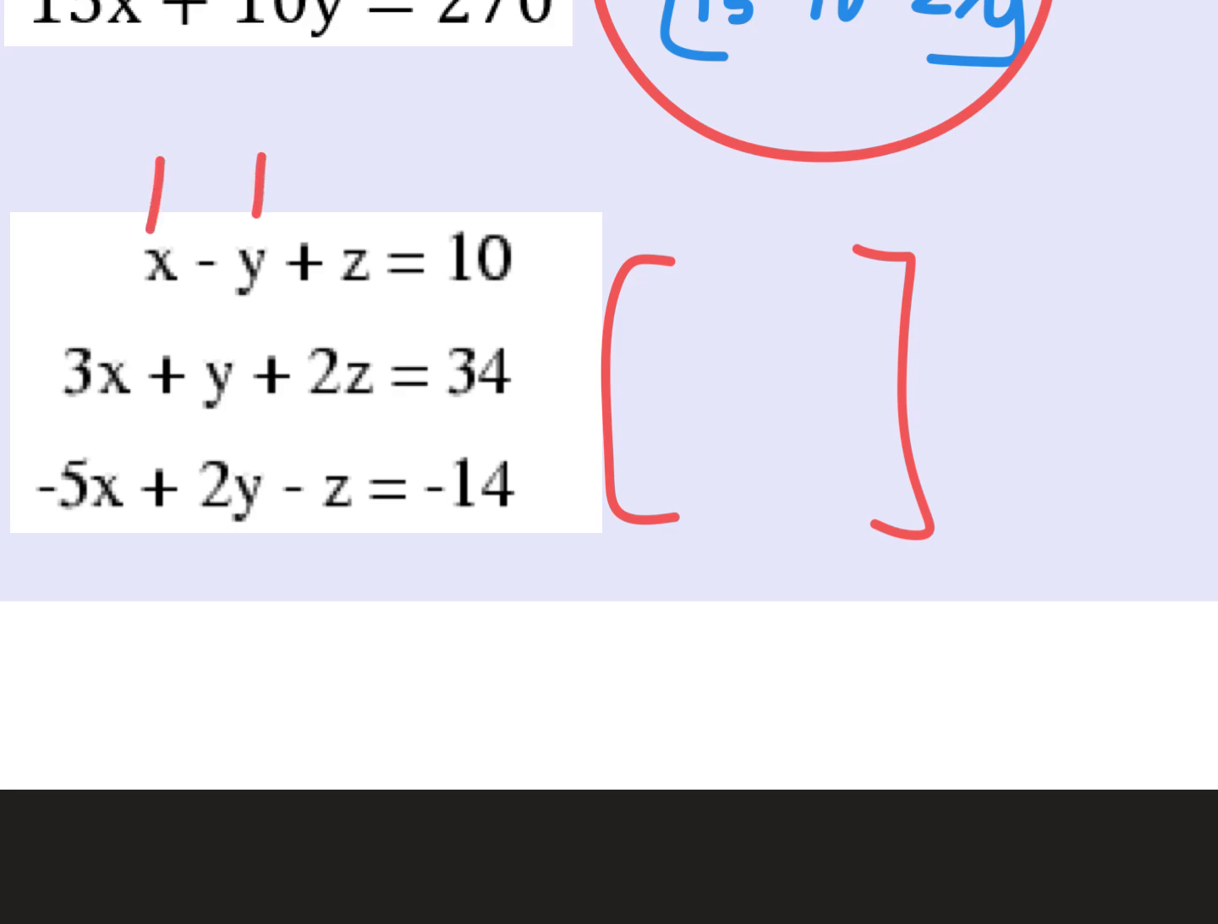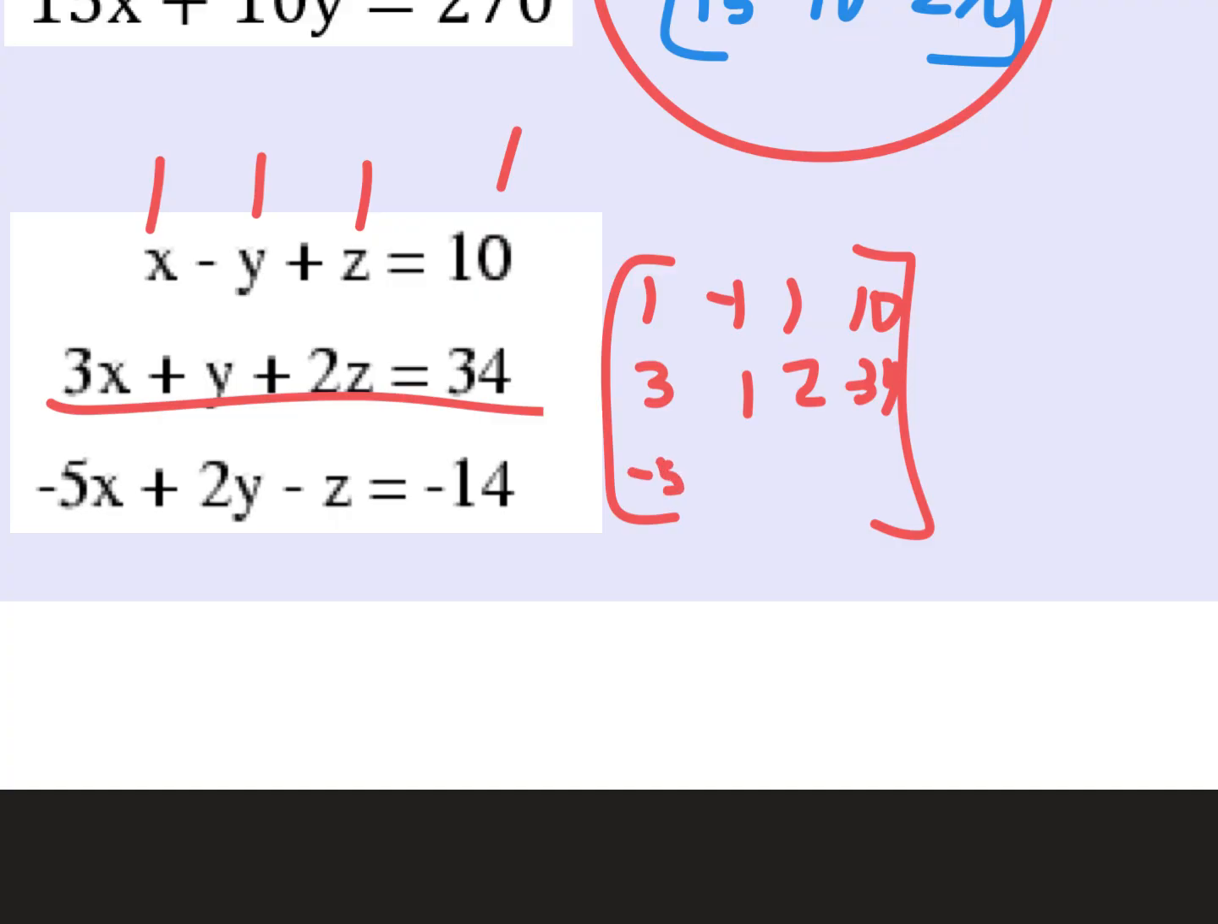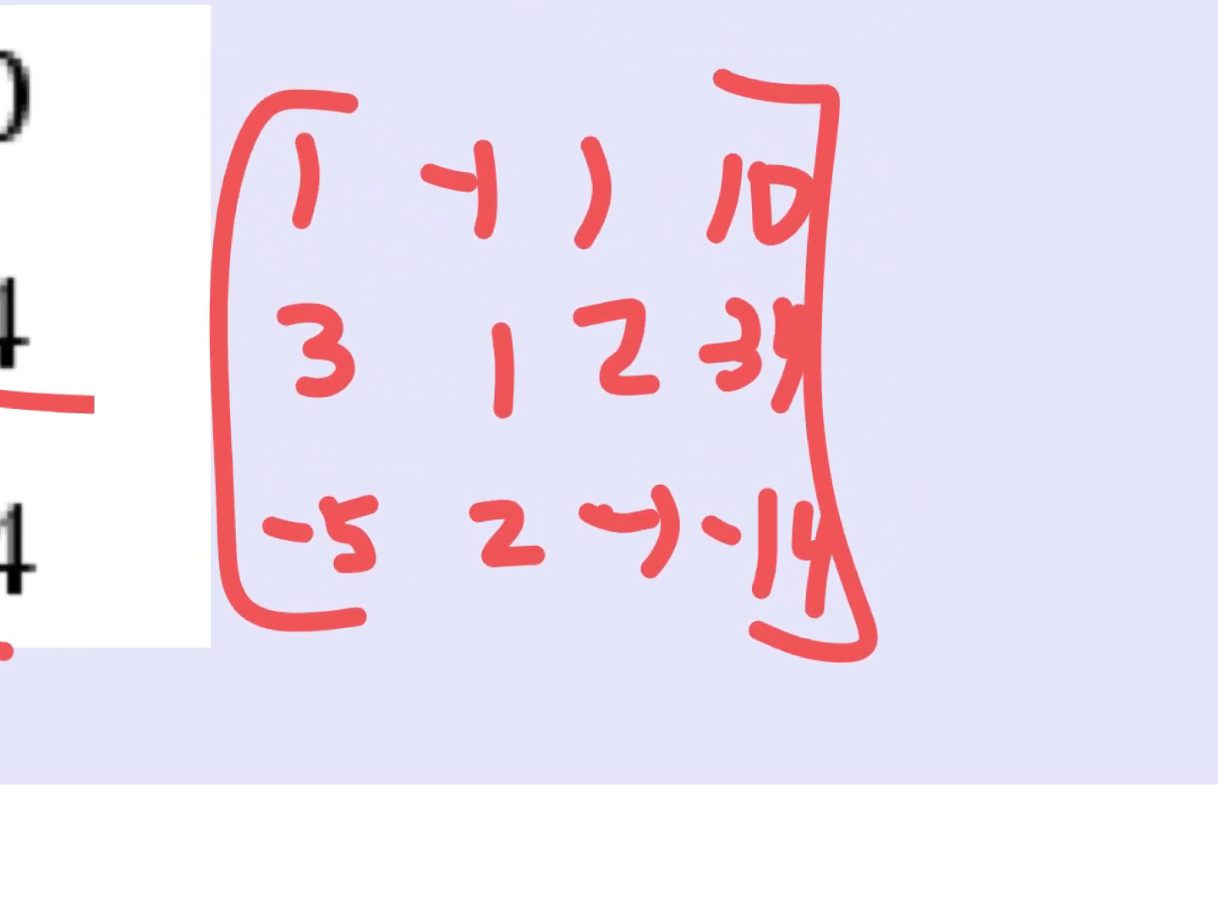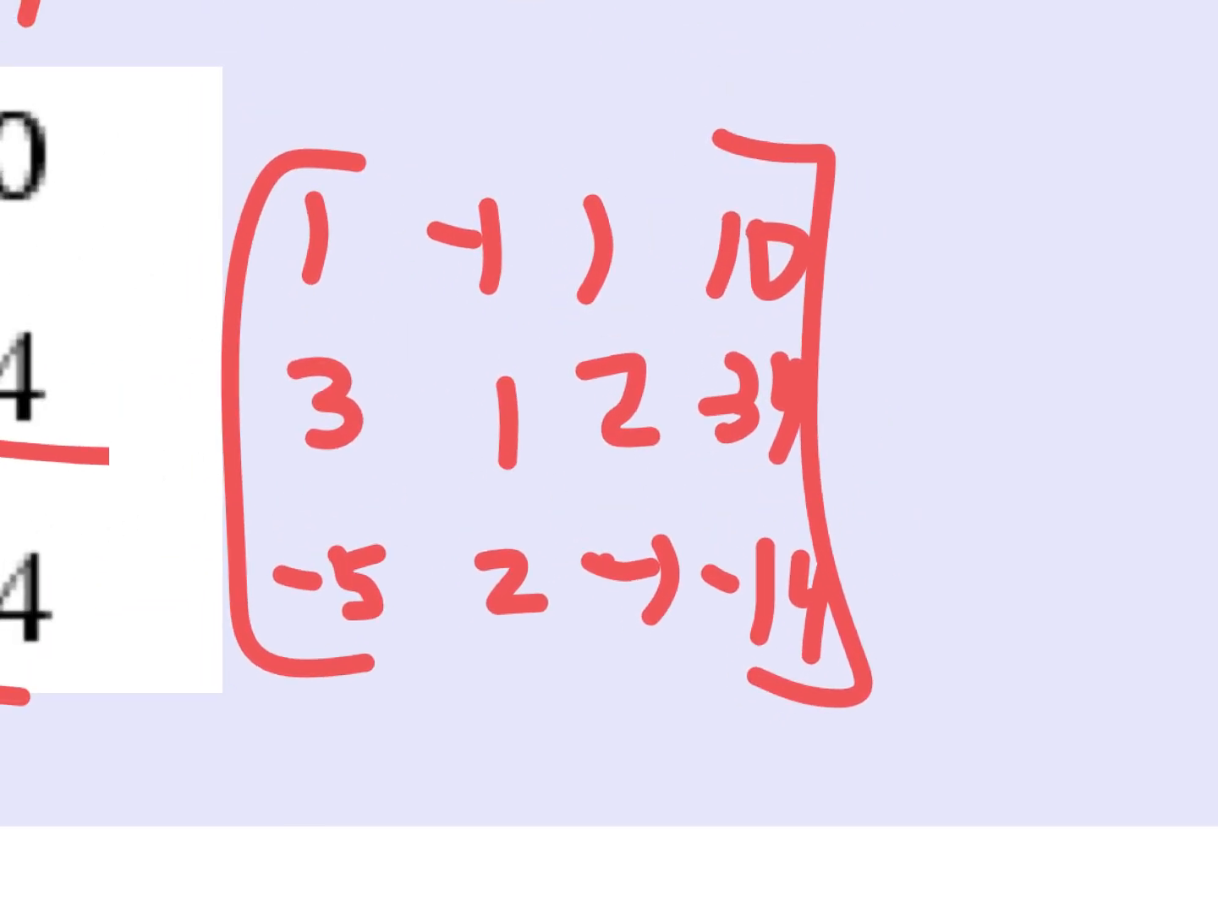So this one, I'll just do a speed version of it. I need 3 numbers, and then the answer. So I need 1, -1, 1, and then the answer is 10. For this row, I would do a 3, a 1, a 2, and then the answer, 34. And last but not least, -5, 2, -1, and that came from here, here, and here, and then -14 at the end, right there. Do the special thing, answer pumps out.